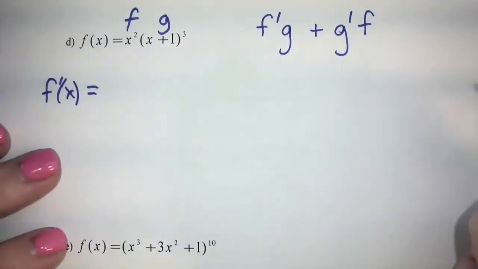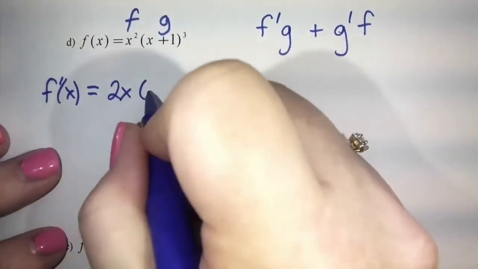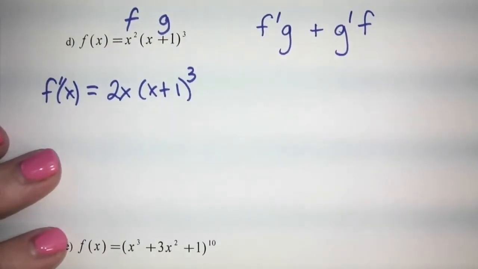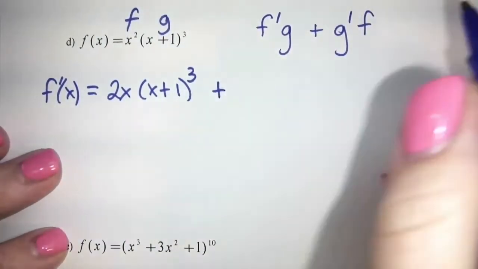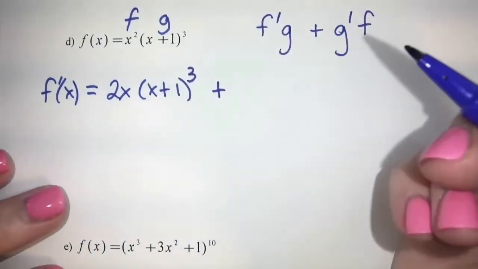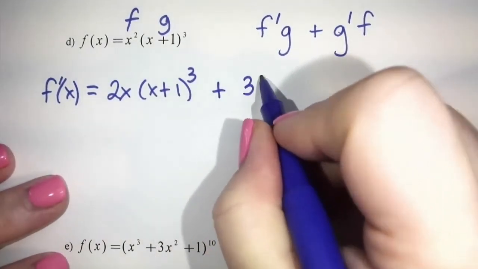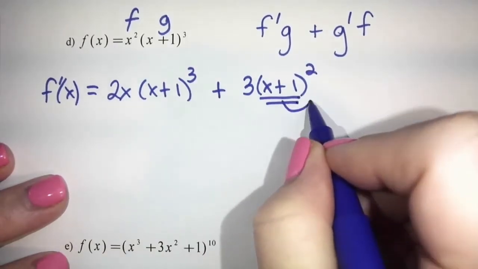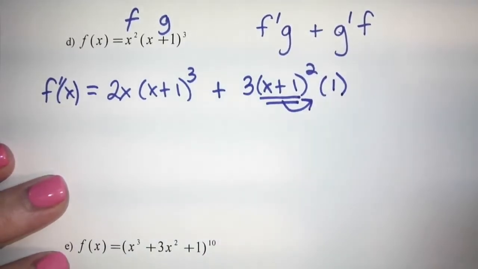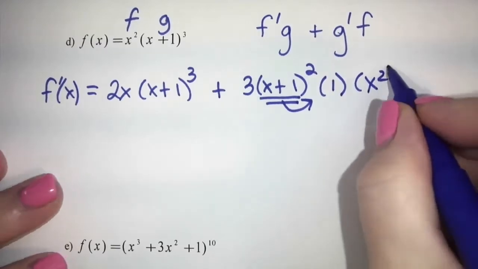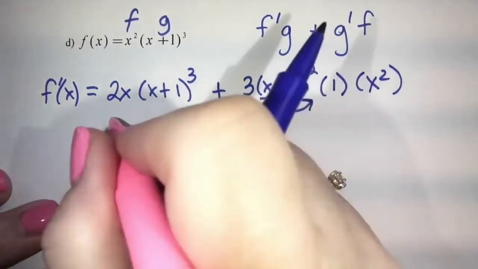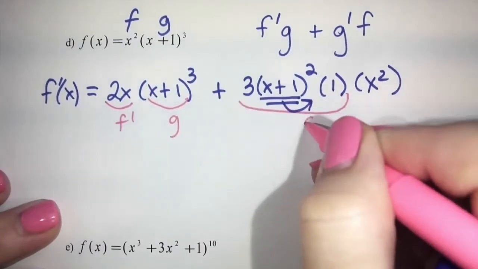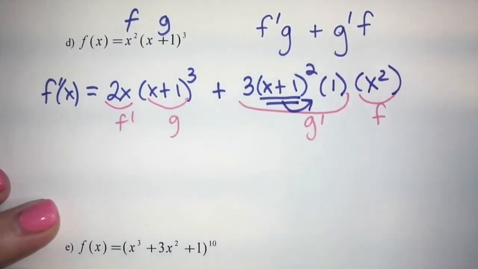Derivative of the first, derivative of x squared would be 2x, times the second, left alone, so times x plus 1 cubed, plus derivative of x plus 1 cubed, so we need the chain rule there, so 3 out in front, times x plus 1 squared, times the derivative of x plus 1, which would just be 1, and then times the first, which is our x squared. So this here is our f prime, this is g, this whole thing here is g prime, and then this is our f.